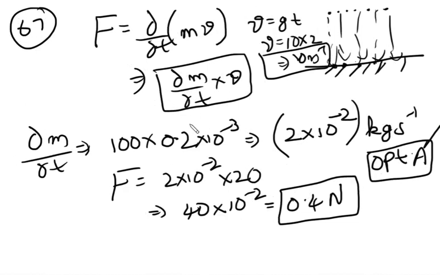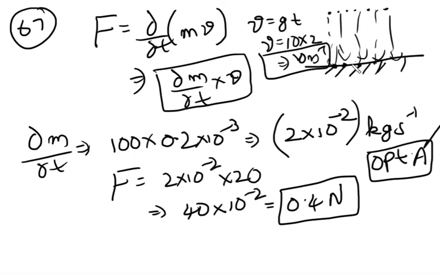In question number 67, we have to find the force exerted by the sand. Force is given as the rate of change of momentum. Since the velocity is constant for each sand grain hitting the bottom, we have dm by dt. Dm by dt is nothing but the mass flow rate, which is the number of sand grains into 0.2 into 10 power minus 3 kg, the mass of each grain. So 2 into 10 power minus 2 kg per second is how the mass is coming.